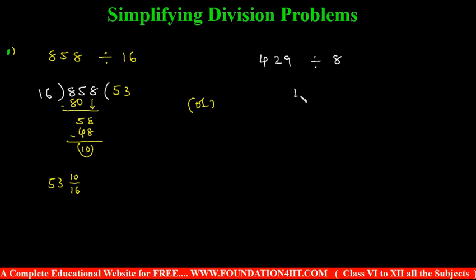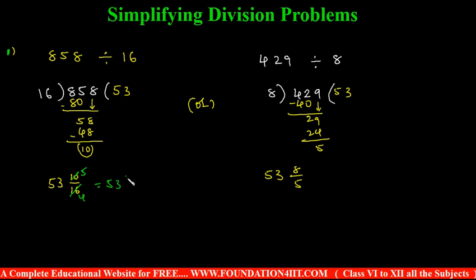Now we can try this. 429: if we divide with 8, we'll get the same. 8 5s are 40, 2, 9. Again 8 3s are 24, but it's 5. So what you got here? Just 53, 5 by 8 in mixed fraction. This is also the same: 10 divided by 16, so 5 and 4. Same, 53, 5 by 8.